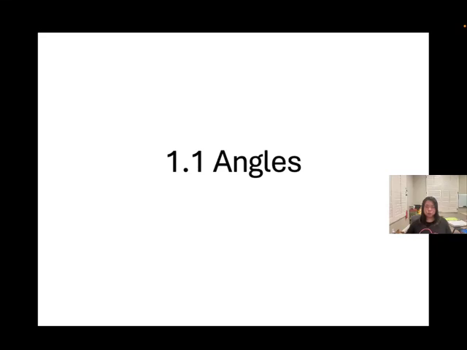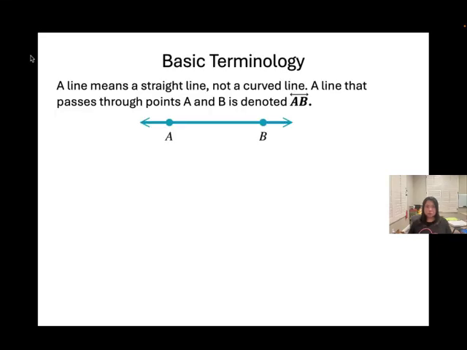Section 1.1 Angles. Basic terminology. A line means a straight line, not a curved line. A line that passes through points A and B is denoted by the line AB. You could see we do have two arrows with the straight line to represent the line AB.